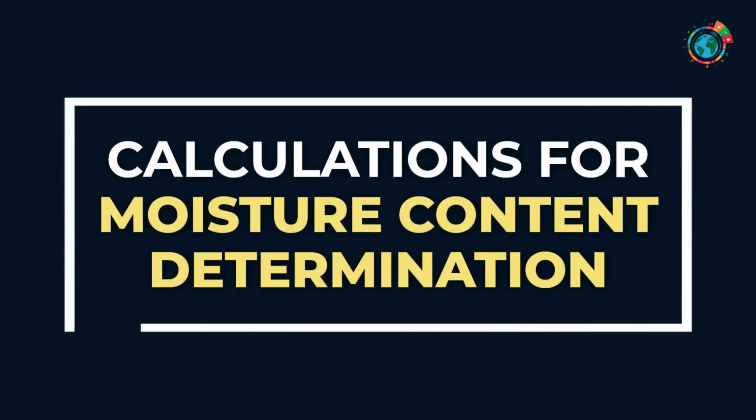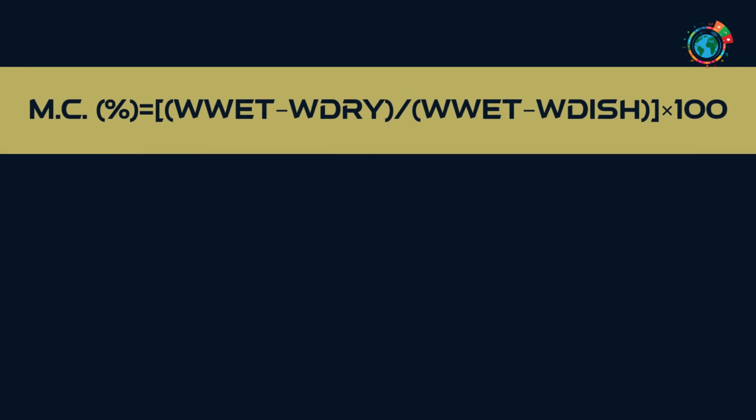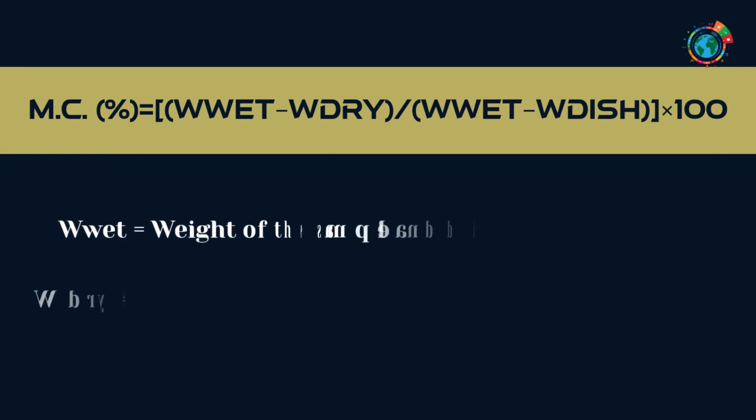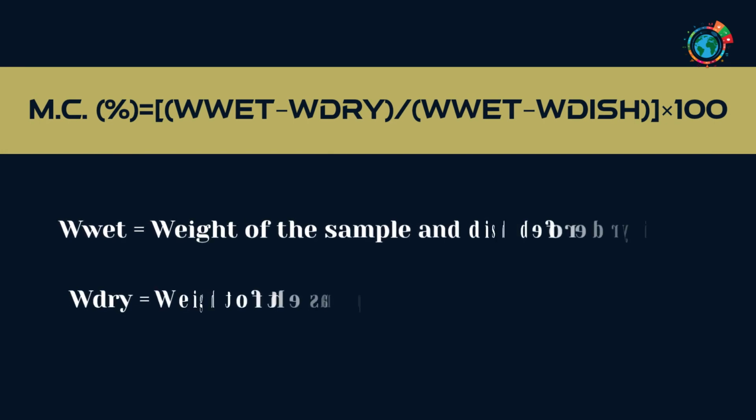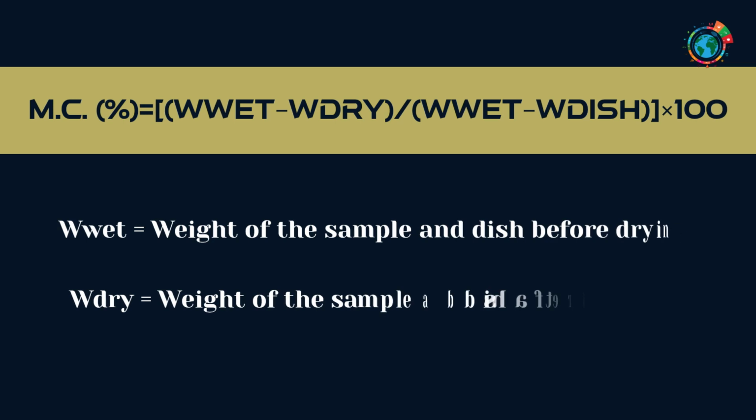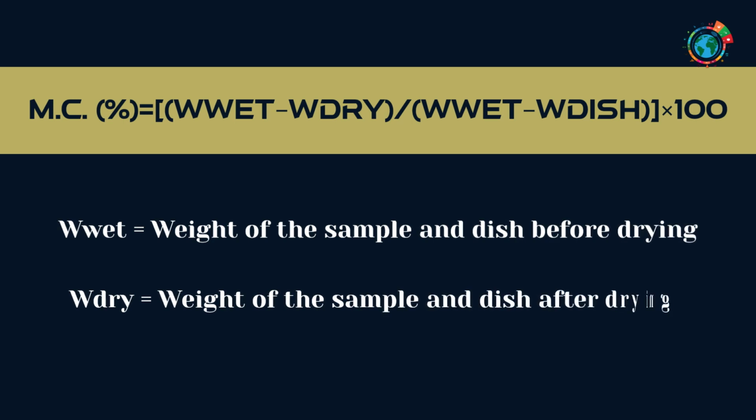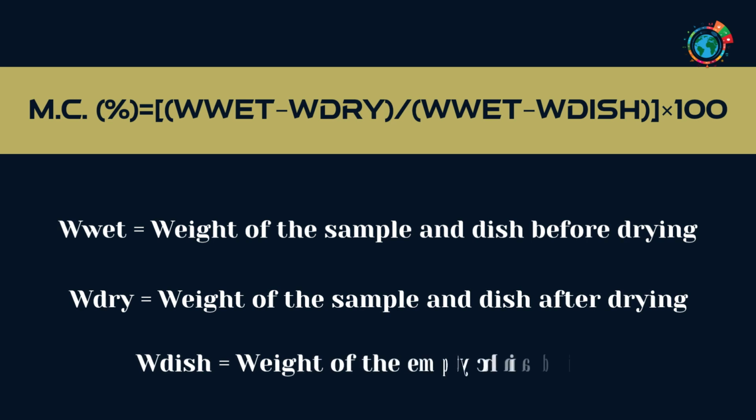Now, we are all ready to do the necessary calculations required for the determination of moisture content. For this, the following formula is used. Here, W wet means the weight of the sample and china dish before drying, whereas W dry means the weight of the sample and china dish after drying. Similarly, W dish means the weight of the empty china dish.